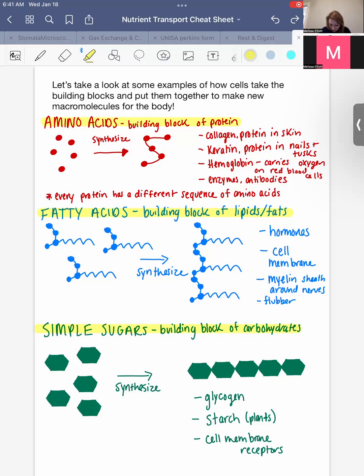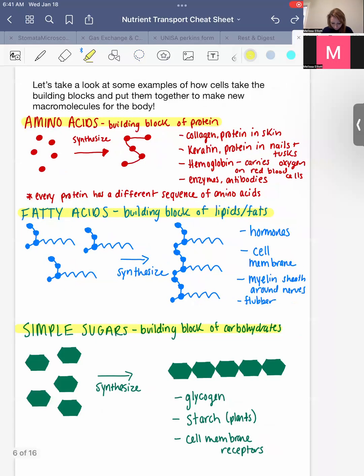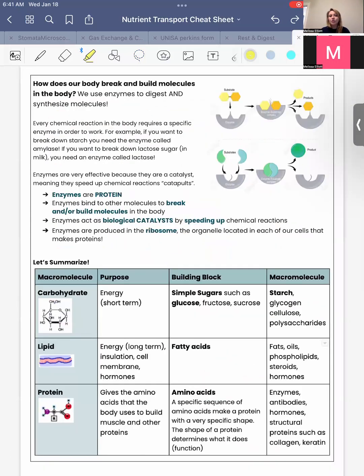Okay, so another option I told you guys before is that cell membrane receptors, like insulin receptors, are actually typically built of carbohydrates. So the cell might also take those glucose molecules and build cell membrane receptors from it. Let's go ahead and summarize what we've been talking about.